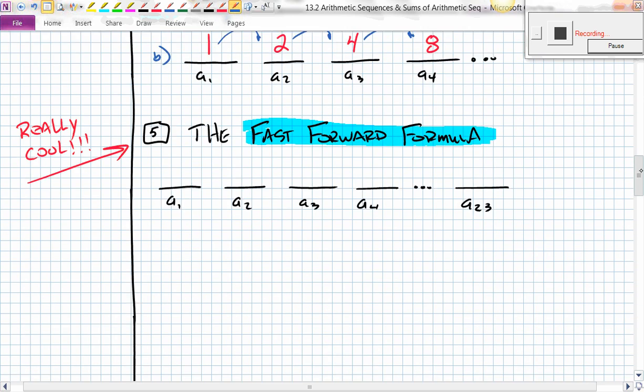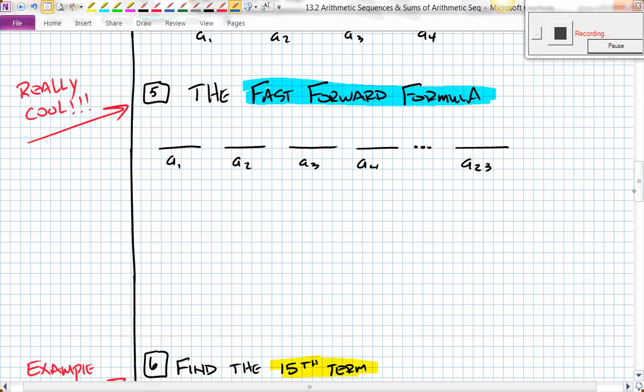All right, here's one of my favorite things about arithmetic sequences. This is what I call the fast-forward formula. So let's say we talk about this sequence here: 8, 11, 14, 17, and so on, all the way out.